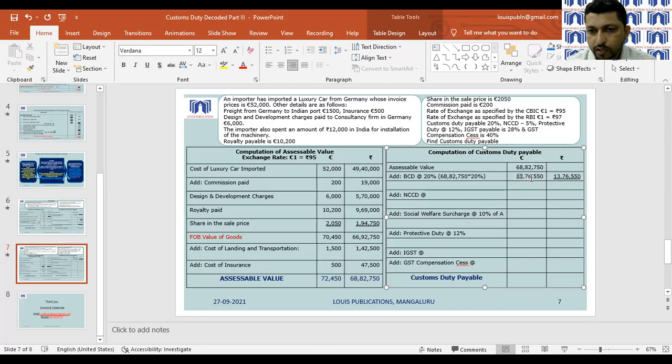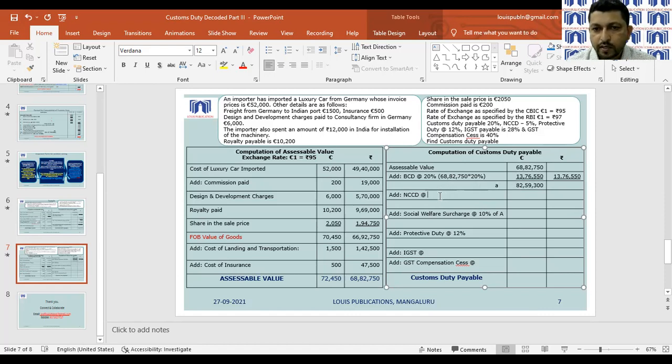So I just total this because there is NCCD also specified. So total of this: 13,76,550 plus 68,82,750 will be 82,59,300. Then we are given with NCCD at 5%. So if you want, we can call this number as A.